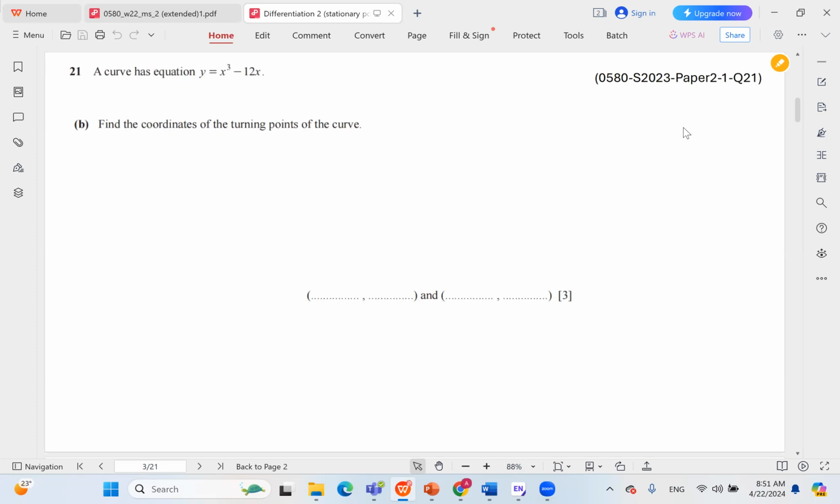A curve has equation y equals x power 3 minus 12x. Find the coordinates of the turning points of the curve.